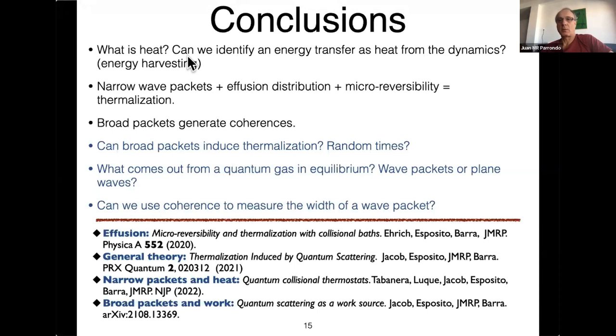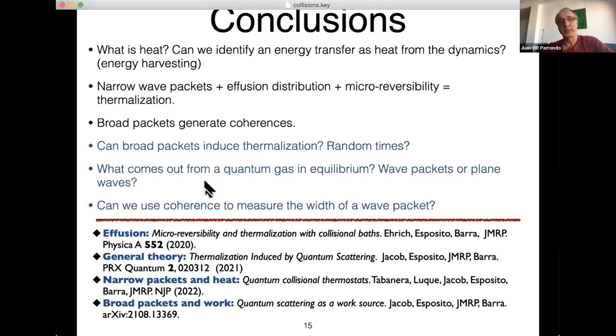Okay, I've shown you that for thermalization, you need these three conditions: narrow wave packets, efficient distribution, and micro reversibility, and that broad packets generate coherences. And this prompts some nice questions. The one that I mentioned at the end of the talk: what comes out from a quantum gas in equilibrium? Also, if we can use coherences to measure the width of a wave packet, this will be maybe interesting. This is complementary to Zeilinger's experiment where they use diffraction, but diffraction in some situations is much more difficult. And maybe we can use our results to measure the width of a wave packet.